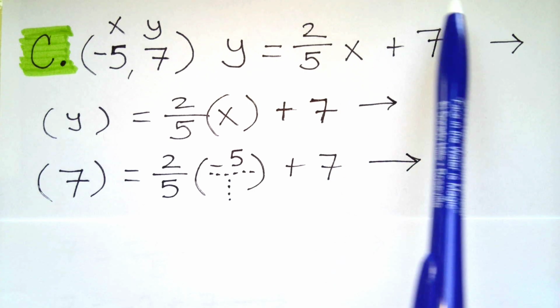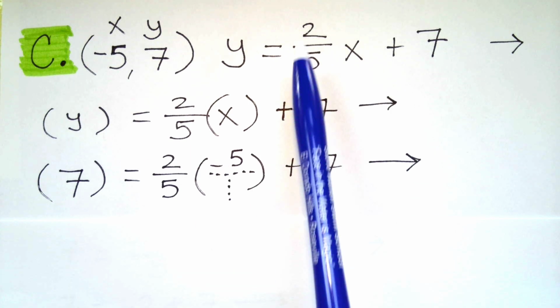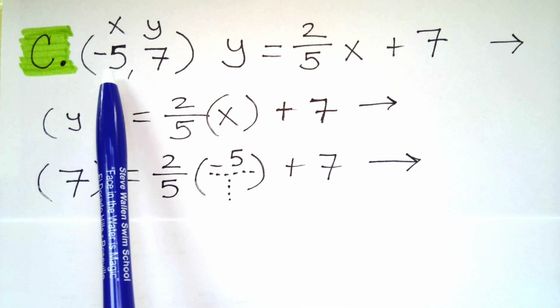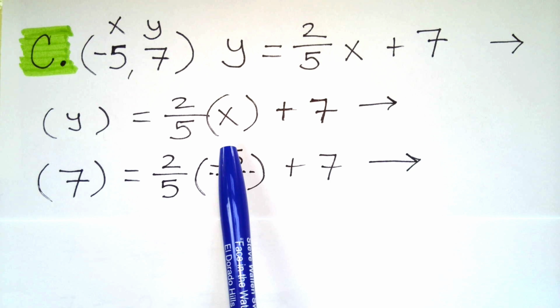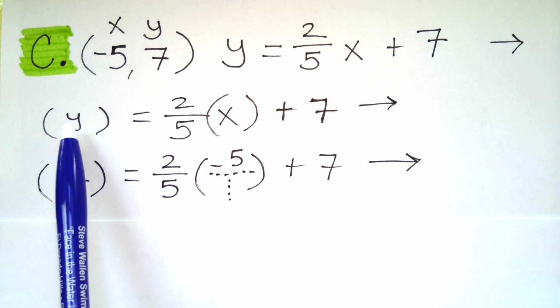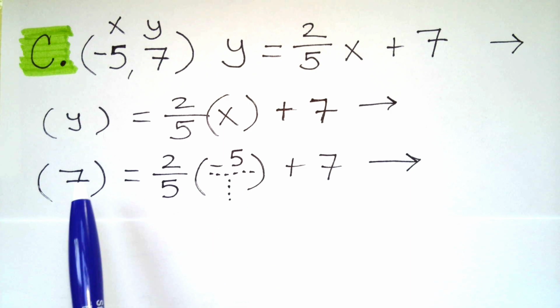Here is the equation, the linear equation given in the problem. Once again, y equals 2/5 times x plus 7. If I have an x value of -5, I can substitute -5 for x. If I have a y value of 7, I can substitute 7 for y. And you can see I've done that here.